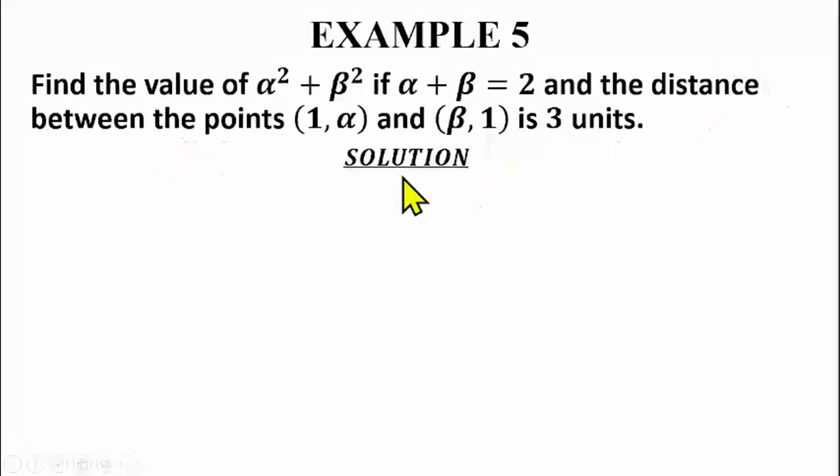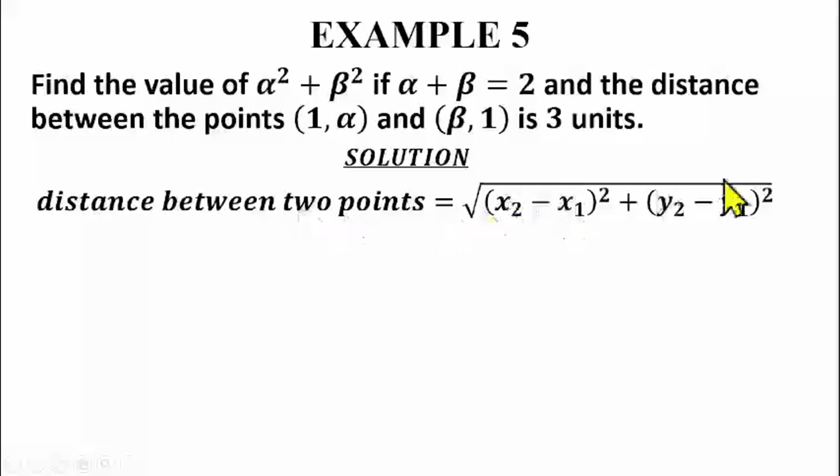Of course, we need to first get the distance between 2 points. Distance between 2 points, you need to remember the formula also: the square root of (x2 minus x1) squared plus (y2 minus y1) squared. Then from these two coordinates, you should know your x1, your y1, our x2 and our y2. And the value of the distance between them is 3.